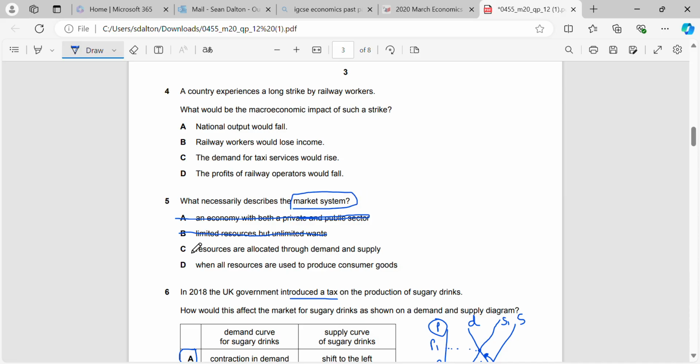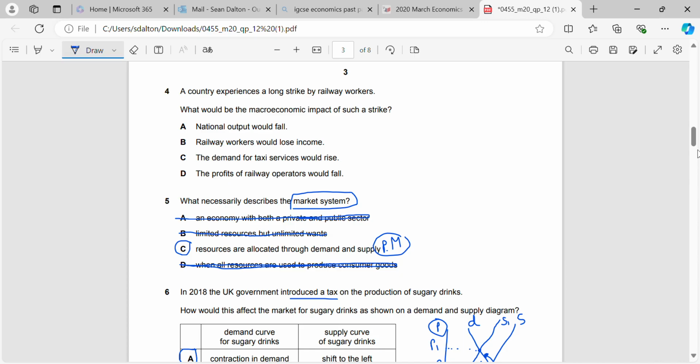Resources are allocated through demand and supply. That is correct, because what is it that allocates them? It's the price mechanism. So that works to automatically allocate the resources. And when all resources are used to produce consumer goods, no, incorrect. They will still make some capital goods. The likelihood is they might just make less capital goods than if they were in a mixed system, for example, where governments can incentivize them to make capital goods for long-term production capabilities.